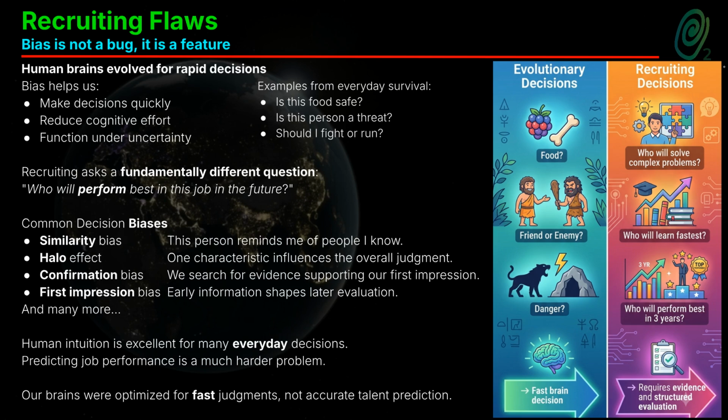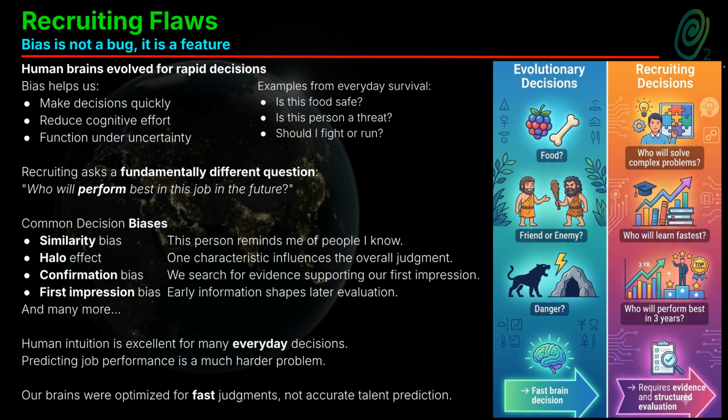Halo effect: one characteristic influences all the other judgments as well. Maybe you have a person who is very attractive, and then you think they're also very clever. Confirmation bias: you have taken a decision, let's say, that person I don't like, and then you start looking only for the bad evidence to support your decision. First impression: you see a person, and the first thing they do has an effect on your overall judgment. So the list is really long.